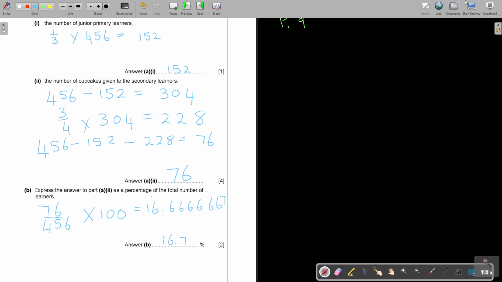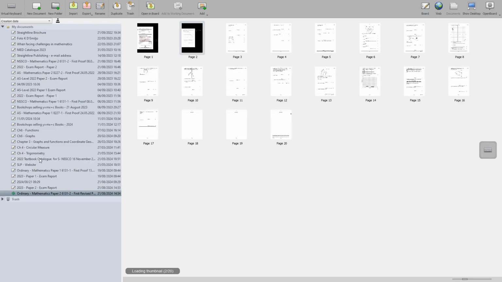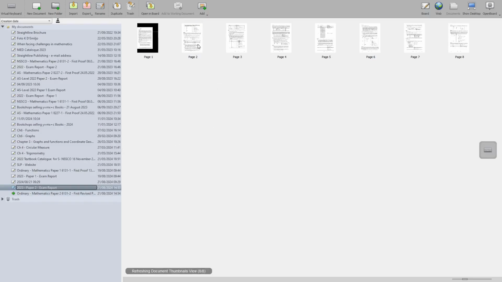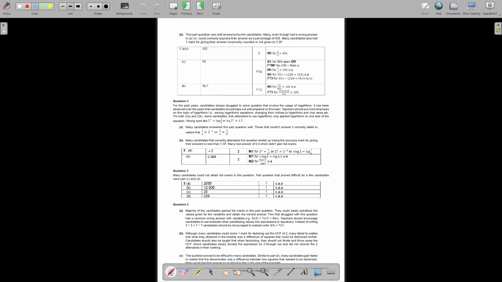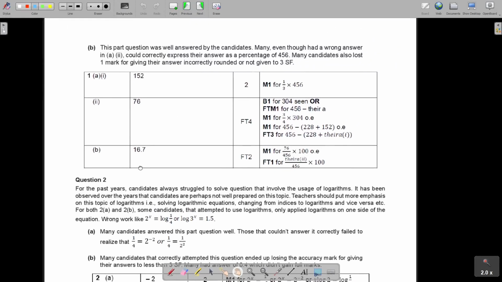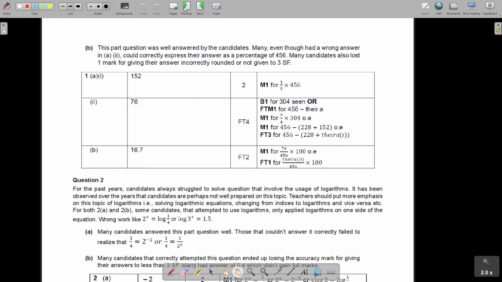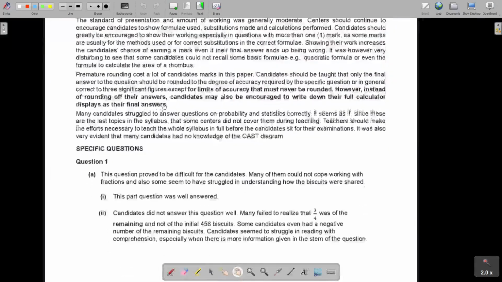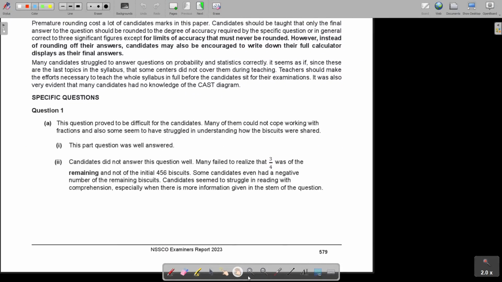Let's go to the examination report. So if we go to the examination report and we see what they are saying there to us. Okay, and this is question 1. So let's see what they are saying. So I'm reading to you.